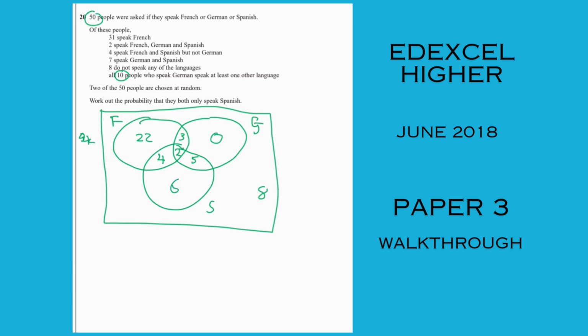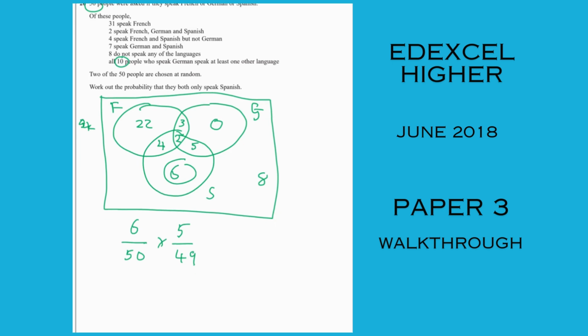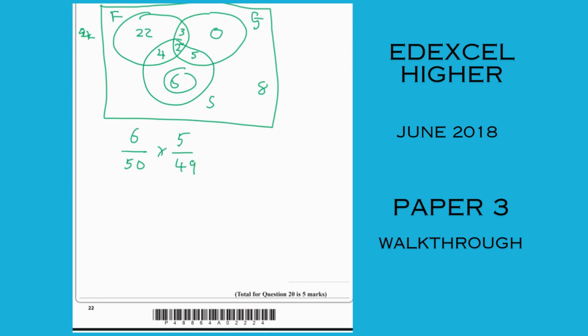We get 6. It says 2 are chosen at random. So the first one's out of 50, the second one's out of 49, and the probability that they both only speak Spanish. That's the 6 we wanted there. So 6 Spanish speakers on the first choice, and assuming one's been picked, 5 on the second choice. That's all you wanted. Times them on your calc, 6 over 490 or 3 over 245.